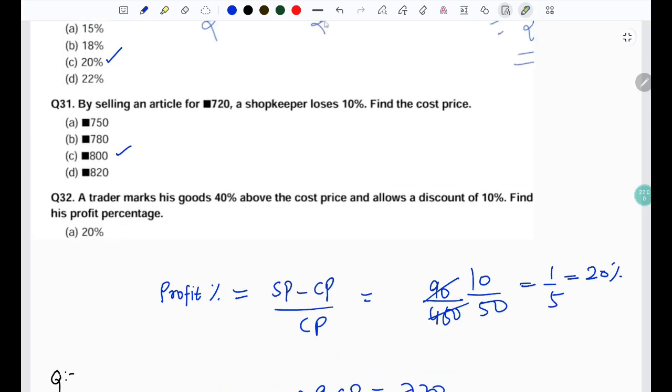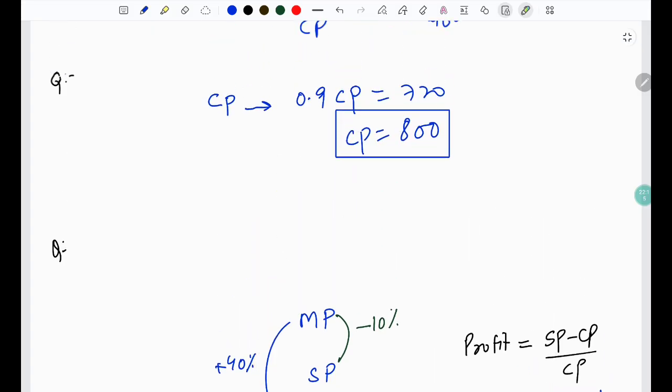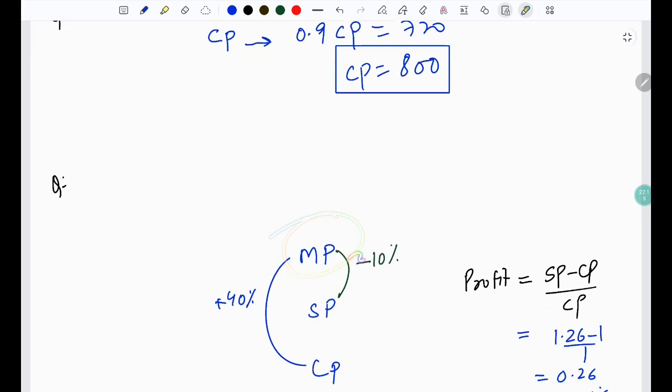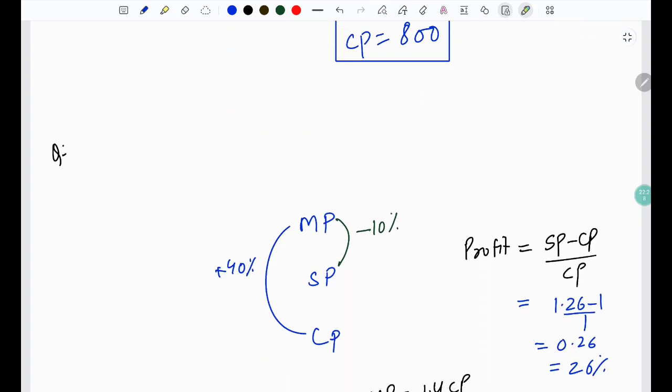In this question they had said that he marked his goods 40% above the cost price, so on cost price he increased the cost by 40%, that is 1.4 times the CP. Then he gave a discount of 10%. Discount is always on the marked price, therefore he offered a discount of 10% on the marked price. What the question wants us to find is profit percentage.